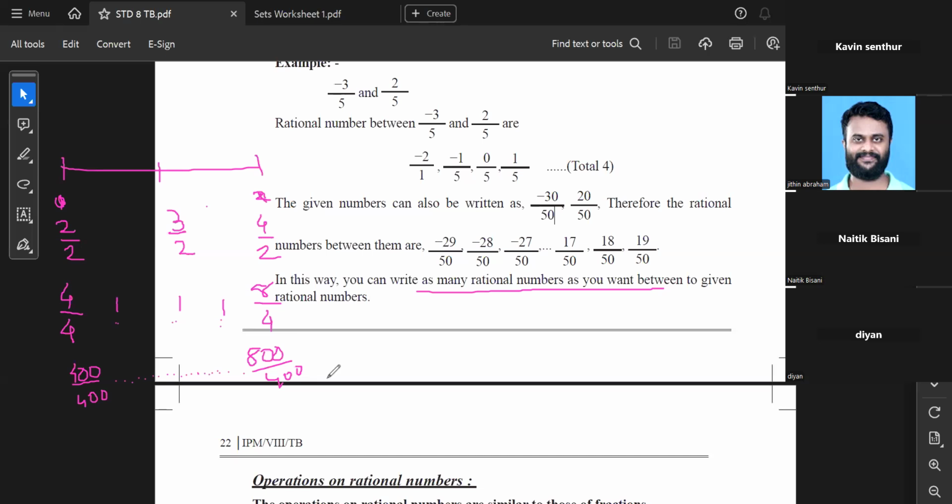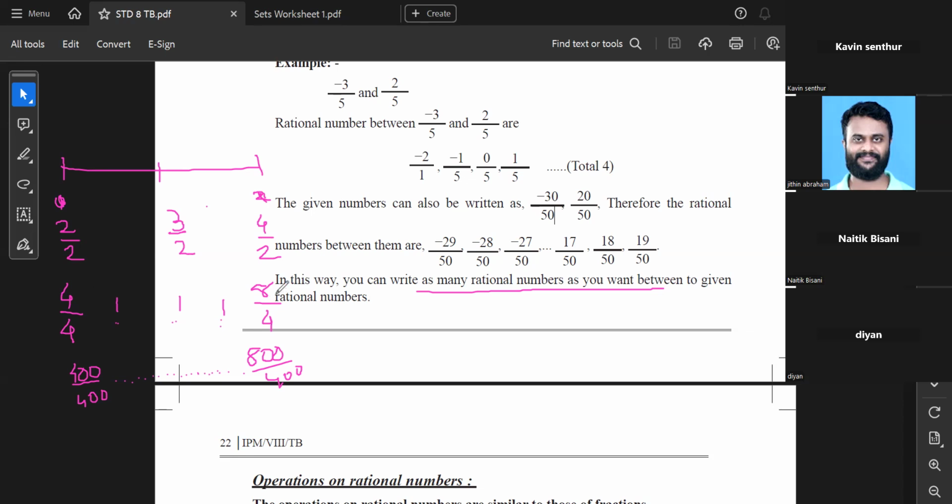Sir, don't we have 398, because we can't include 400 or 800, so we'll have 398 rational numbers in between? No, it is 399 only, my dear child. See, logically simple. Now apply the logic to the one above, you simply use the logic.